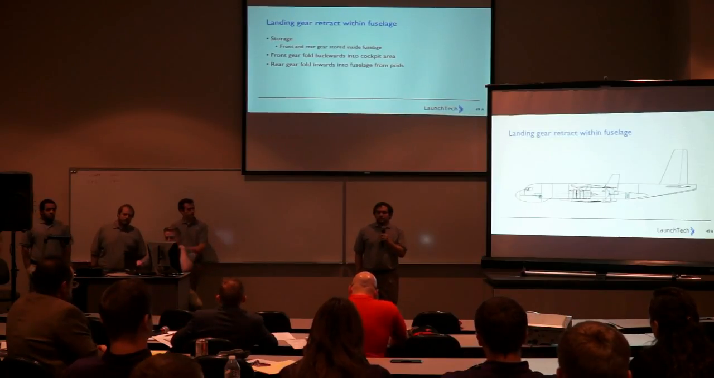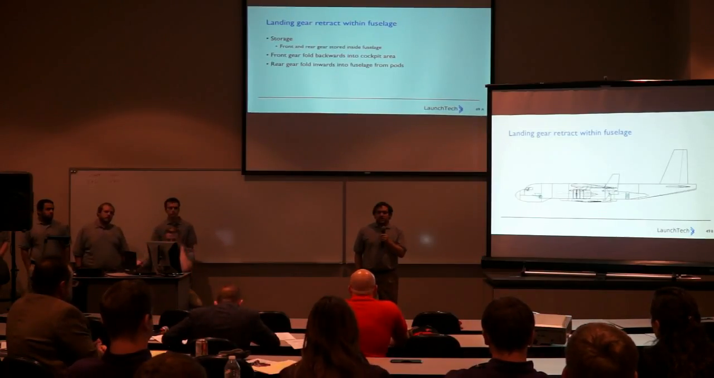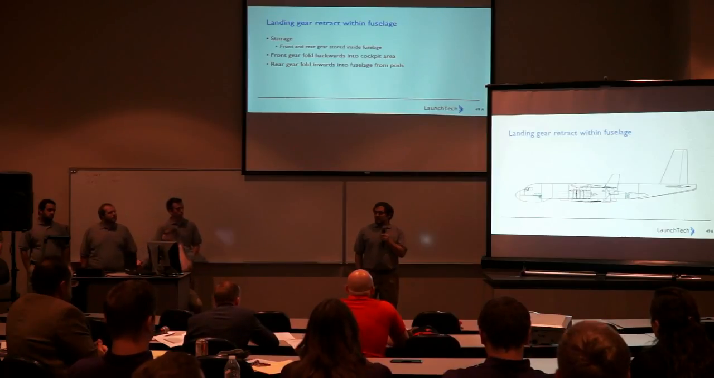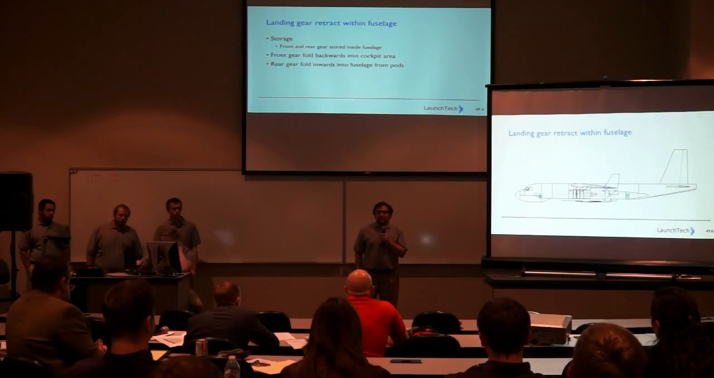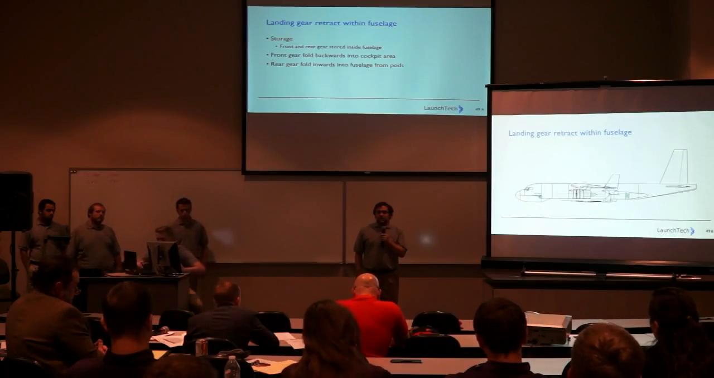The gear is designed to be stored within the fuselage. The front gear are meant to be tracked within the cockpit area, while the rear gear are designed to fold inwards from the fuel pods, or the pods that they are stored in, towards the fuselage.